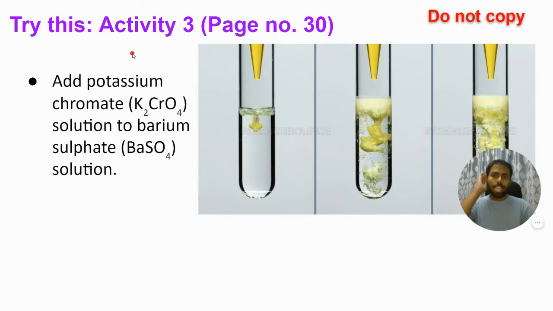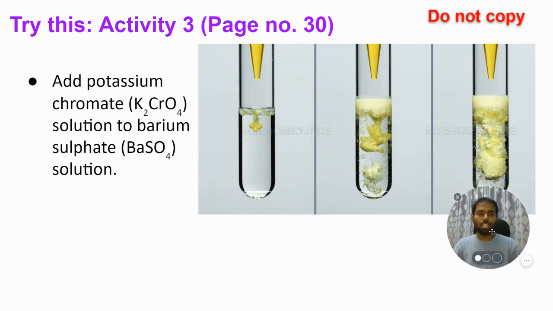Next, this activity we have already seen, okay, in a previous learning session. I think in learning session number 2 we had seen this particular activity. So what does this activity say? Add potassium chromate, which is K2CrO4, solution in barium sulfate solution. So here the colorless one is the barium sulfate solution, and here the yellow-colored solution is your potassium chromate solution. So you are putting potassium chromate solution in barium sulfate solution.